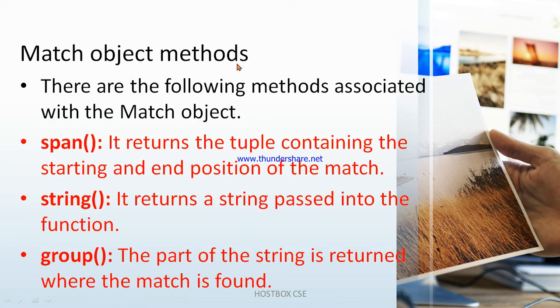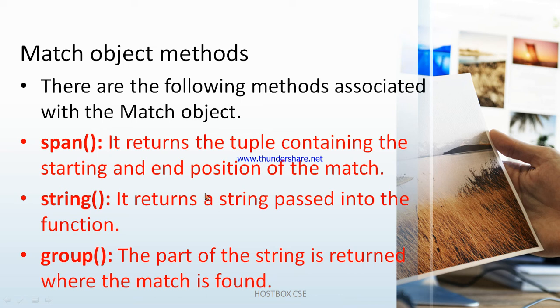And match object methods: there are a few match object methods associated. One is called span, another one is string, another is group. All of these we are going to use in the script here. But span, what does span mean? It returns a tuple containing the starting and end position of the match. And string returns the string passed into the function. At last, group returns the part of the string where the match is found.